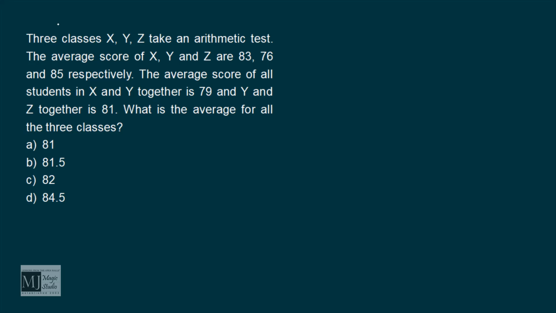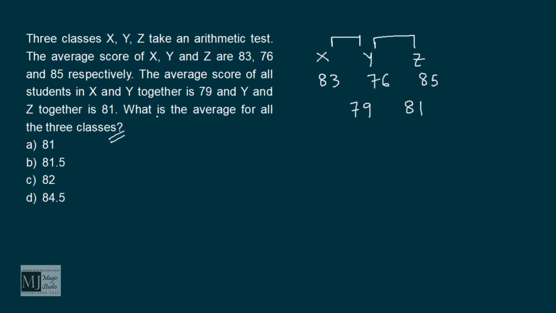This is a very interesting question, believe me. A perfect blend of how we can use Rule 6 and what averages are made of actually. 3 classes X, Y, Z take an arithmetic test. The average scores of X, Y, Z are 83, 76 and 85 respectively. The average score of all students of X and Y taken together is 79, and Y and Z taken together is 81. What is the average of all the 3 classes?